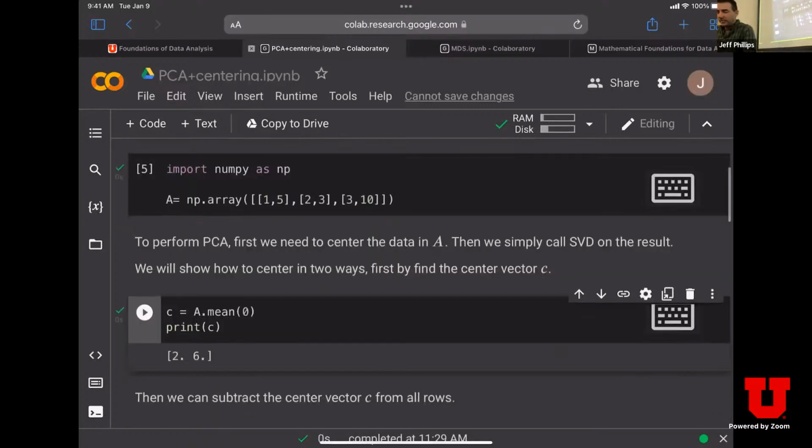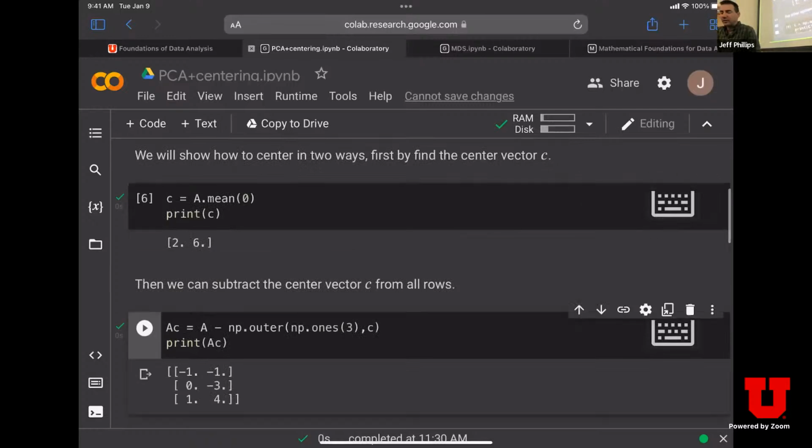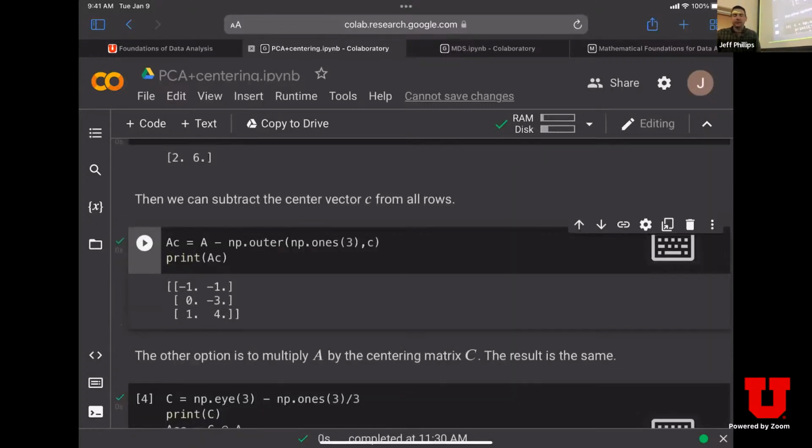Then I can just subtract the center from everything. After I've centered it, we get -1, 0, and 1, and the average is 0. And -3, -1, and 4, again the average is 0. So it's been centered.